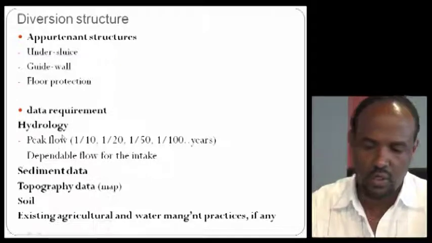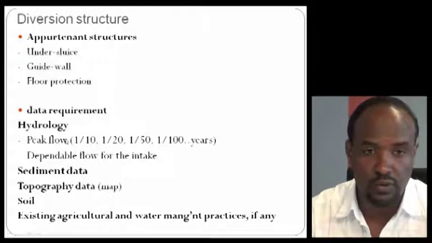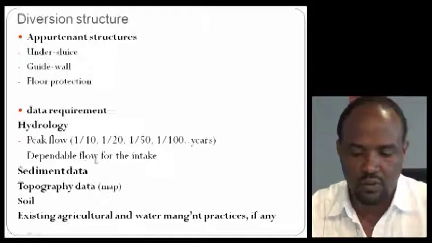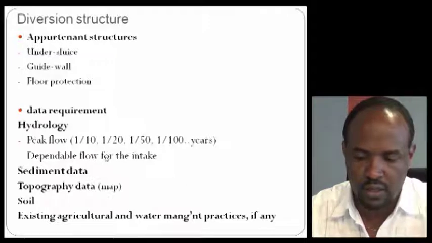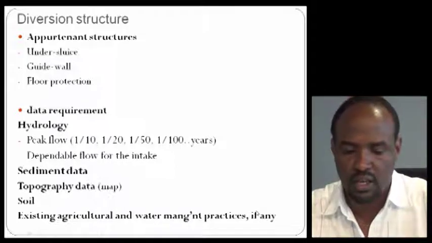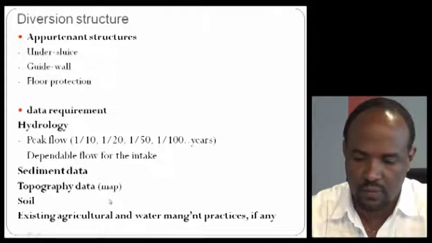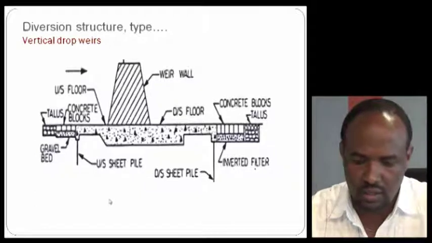Hydrology. For the hydrology, usually we should not focus on peak flow only for the safety of the structure, but also on the dependable or average flow that we could get and also command our fields. And then sediment, topography data, soil, existing agriculture and water management practices, if any. These are all data which are really required to design the systems. So these are some of the types of diversion structures.